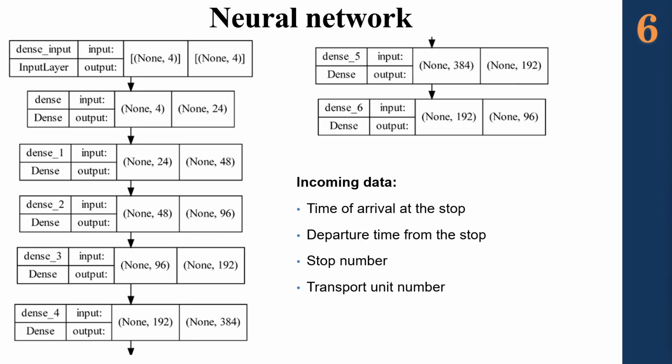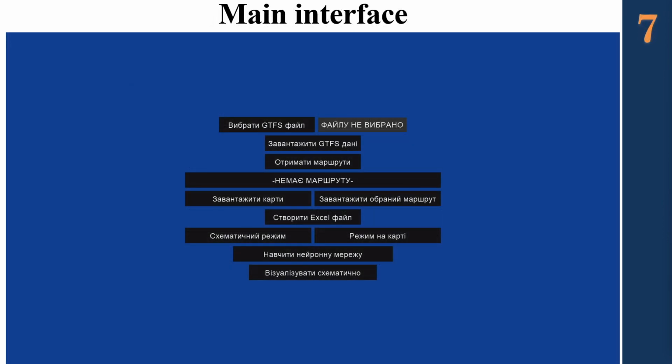The following data are submitted to the input of the neural network, namely time of arrival at the stop, departure time from the stop, stop number, and transport unit number. At the output, we get the volume of the new passenger traffic. This slide shows the main interface of the software product.